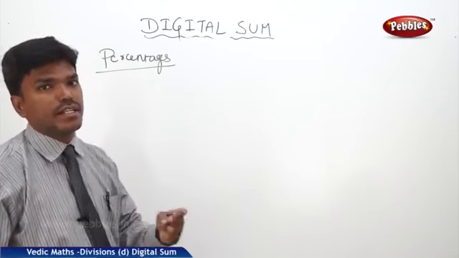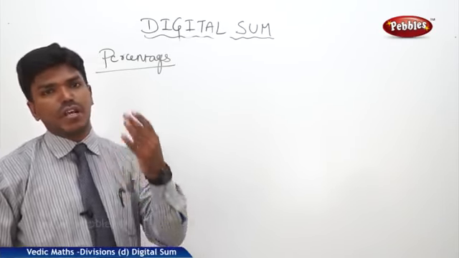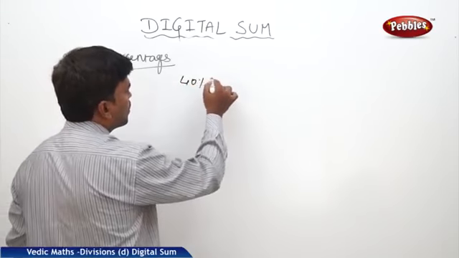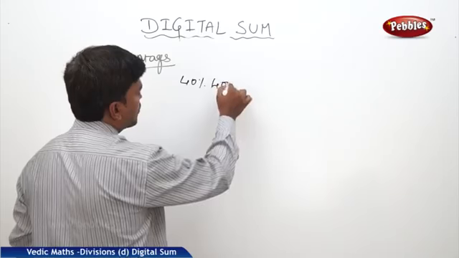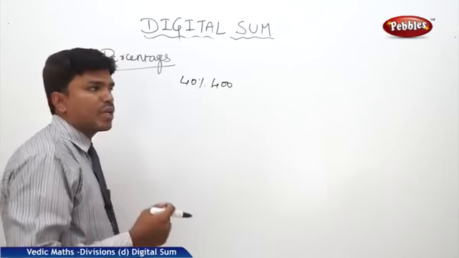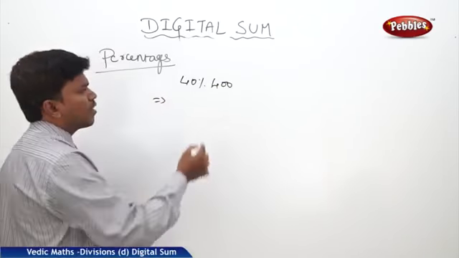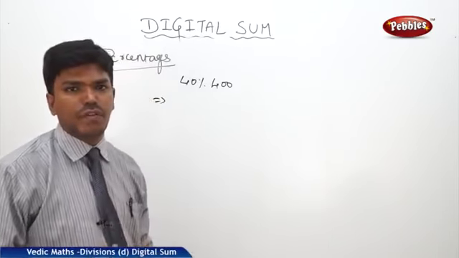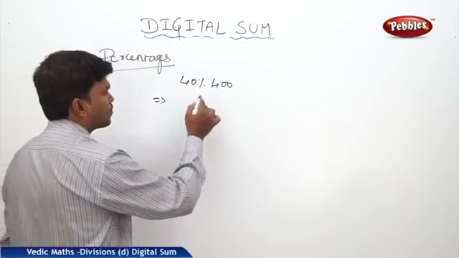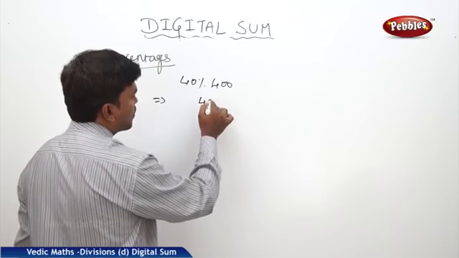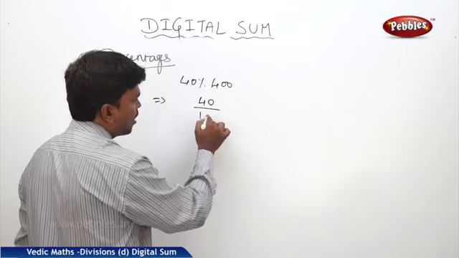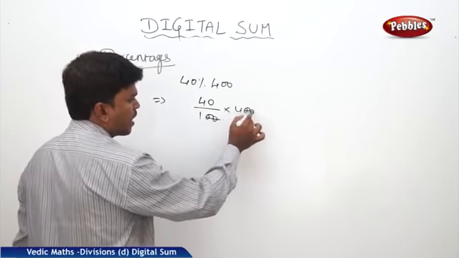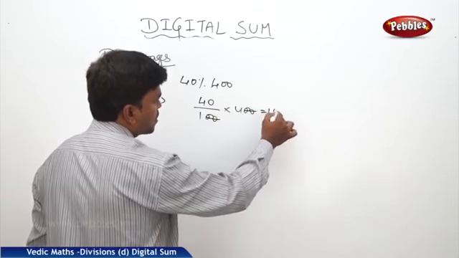Yes or no? Percent means for every 100. For example, if I want 40% of 400, what does 40% of 400 mean? What you need to do for every 100? What is the value of 40% for every 100? So that means 40 by 100 into 400. Yes or no? Like this we will do. Zeros will be cancelled. 4 4s are 160.